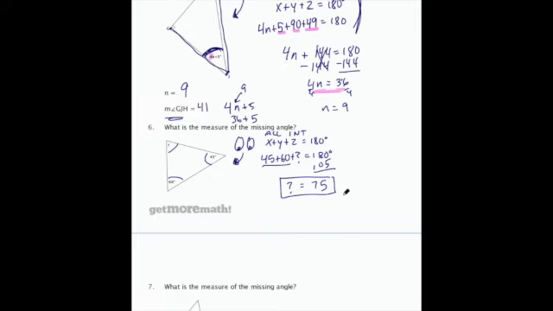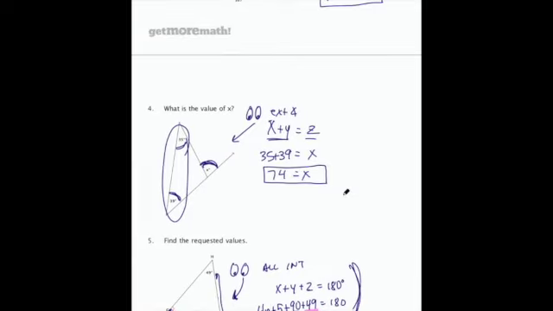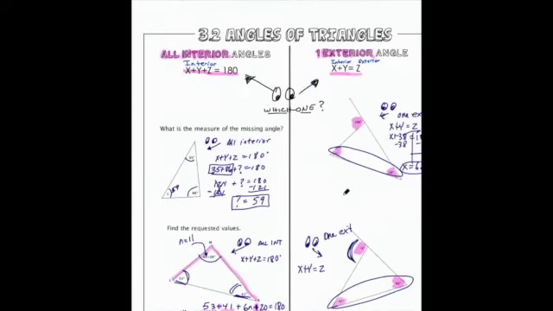So that's the method behind the madness. Every single time I'm looking and making a decision, is it this or that? Okay, is it interior or exterior? And the this or that, is it all interior or exterior? Because it makes a difference how you set up the equation.